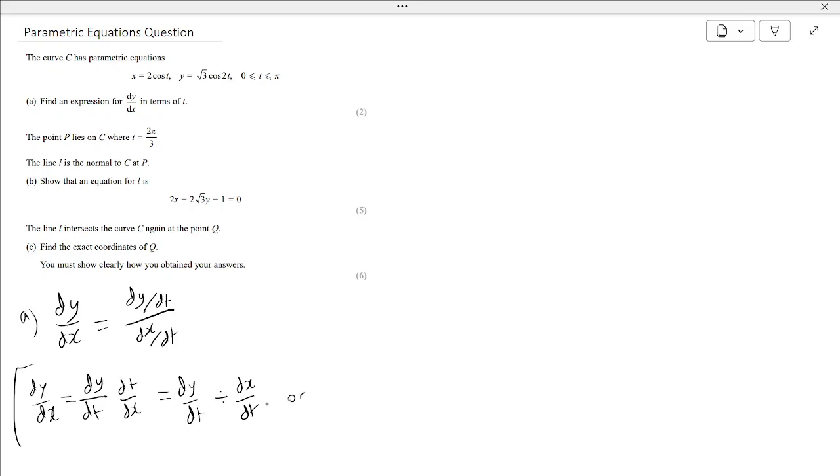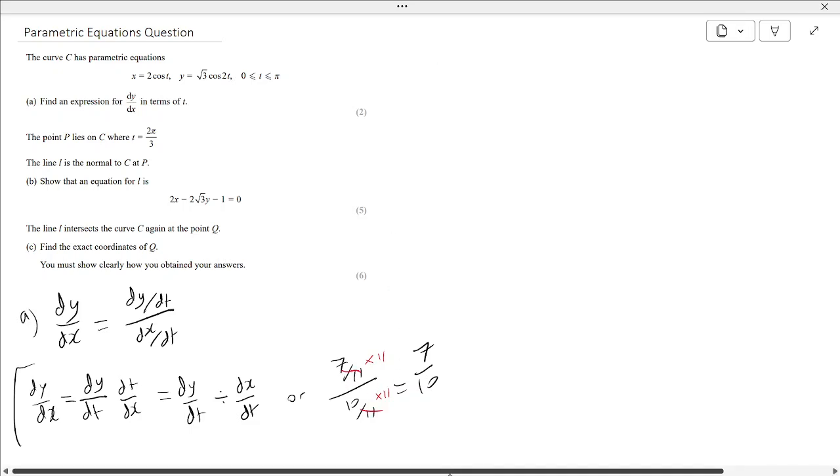Another way you could remember this rule is a bit more simple. It's just like numerical fractions, right? If you have something like 7/11 divided by 10/11, you are able to multiply the numerator and denominator of this fraction by 11. 7/11 times 11 is just 7. 10/11 times 11 is just 10. The divide by 11 has just cancelled off, and we're left with 7/10. Same way up here, dy by dt divided by dx by dt, you could multiply top and bottom by dt and just get dy by dx. Okay, so that's why the formula works. That's how you can remember it.